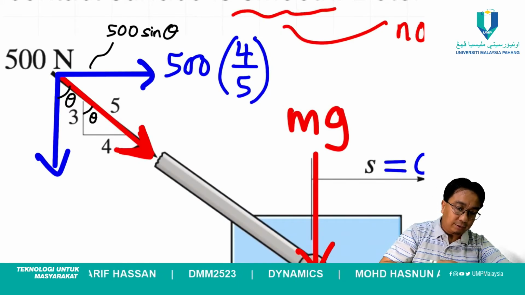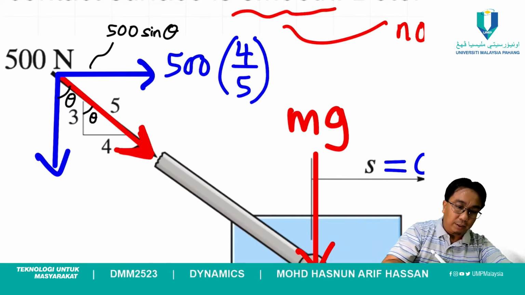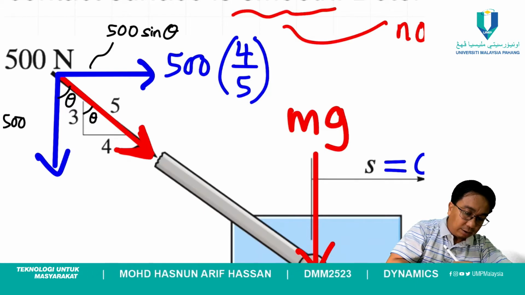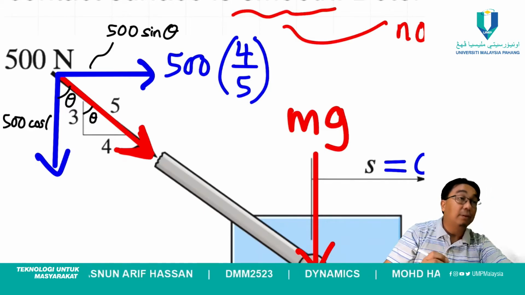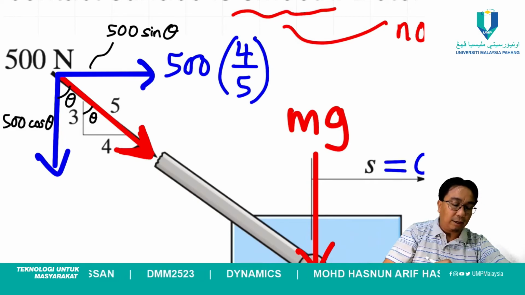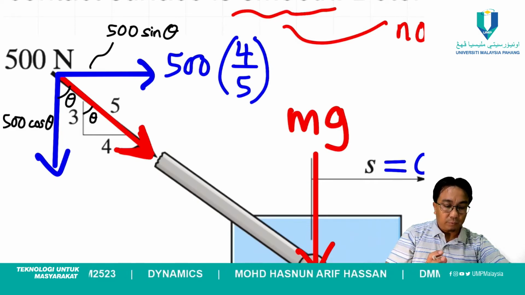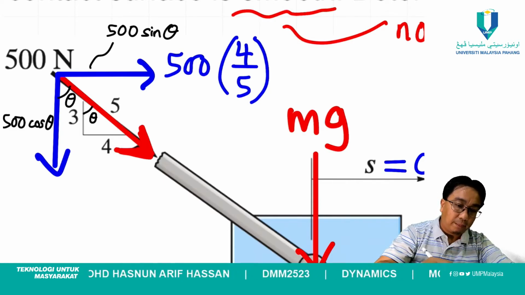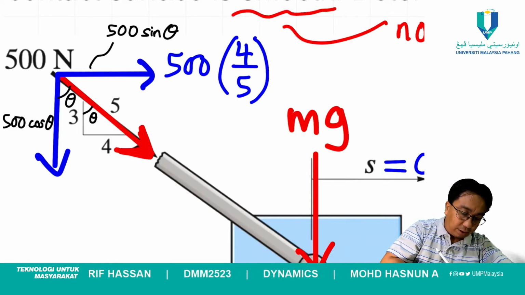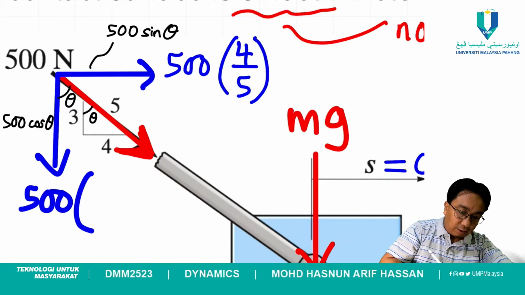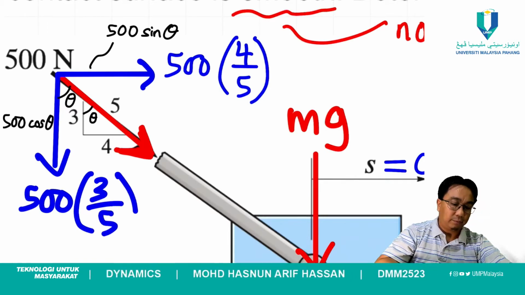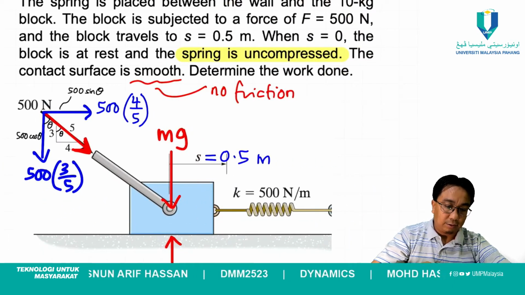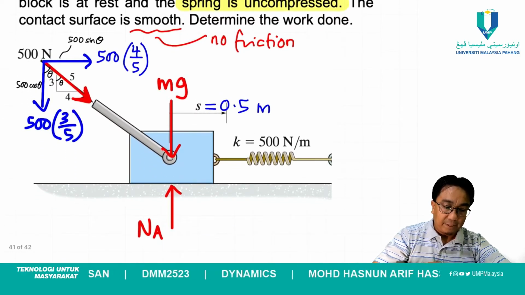And for this component, this will be 500 cos theta. Okay, this part here. So cos theta will be the adjacent over hypotenuse, or 3/5. Right, so here you will have 500 times 3/5. Okay, that is how you use the small triangle given tu lah.